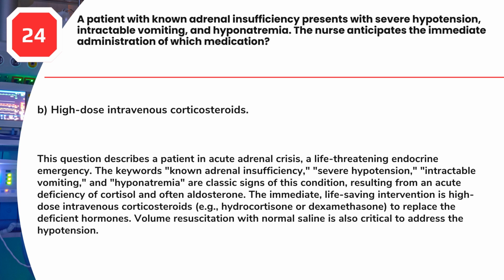This question describes a patient in acute adrenal crisis, a life-threatening endocrine emergency. The keywords known adrenal insufficiency, severe hypotension, intractable vomiting, and hyponatremia are classic signs of this condition, resulting from an acute deficiency of cortisol and often aldosterone. The immediate, life-saving intervention is high-dose intravenous corticosteroids, for example, hydrocortisone or dexamethasone, to replace the deficient hormones. Volume resuscitation with normal saline is also critical to address the hypotension.